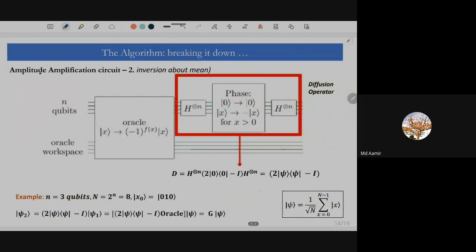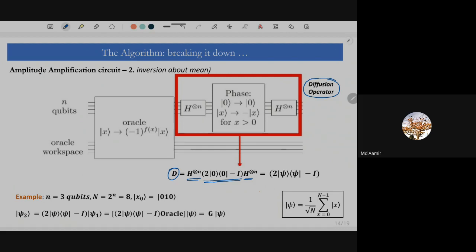Now comes the inversion about mean part. We have to understand what that is. The inversion about mean can be implemented by something known as the diffusion operator. So this whole circuit inside this red box is known as the diffusion operator, which is denoted D. D is H tensor n times 2 outer product of 0 minus I, and then H.